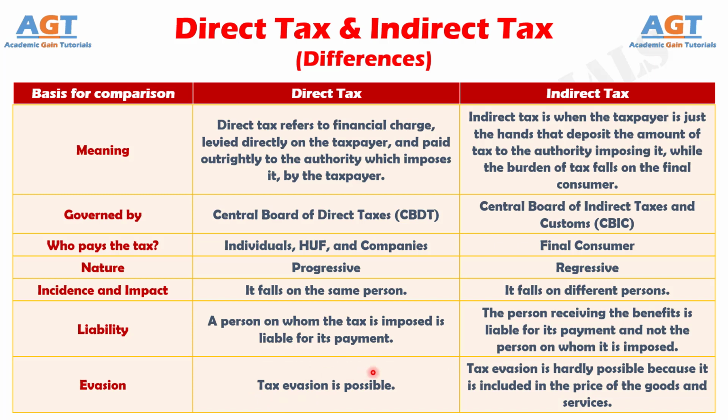Number 7. Tax evasion is a practice of deliberately avoiding the payment of taxes while taking recourse to unlawful means. In the case of direct taxes, tax evasion is possible, whereas, in the case of indirect taxes, tax evasion is not possible as the amount of tax is hidden in the price of the goods and services itself.